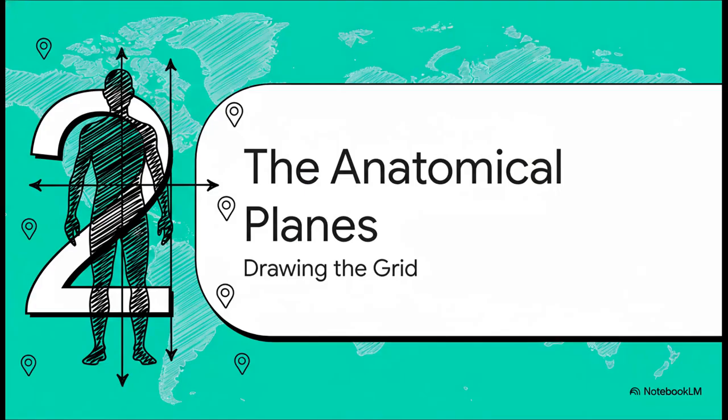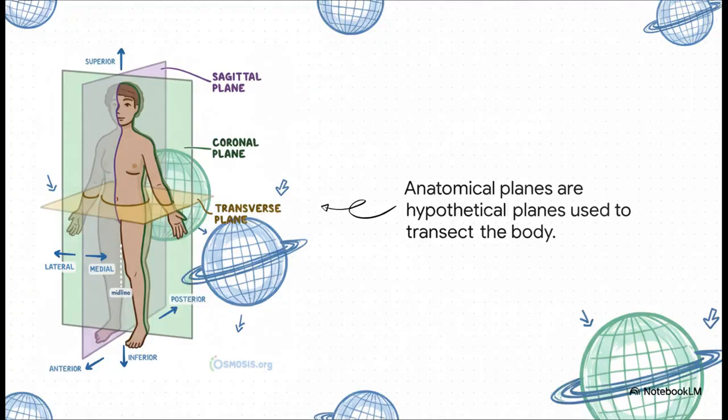Okay, we've got our continents, but that's not specific enough, is it? To really pinpoint a location, every map needs a grid system, lines of longitude and latitude. In anatomy, we call these grid lines planes. And here's what that grid looks like. We have 3 main anatomical planes. Now, of course, these aren't real cuts. They're just imaginary flat surfaces we use to slice through the body, helping us describe any location with total precision.